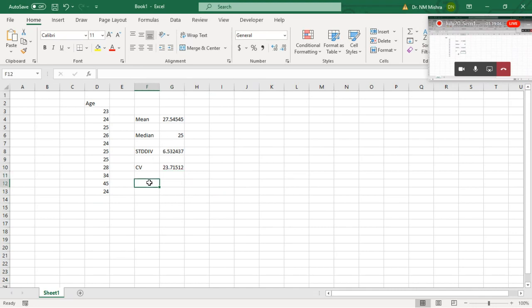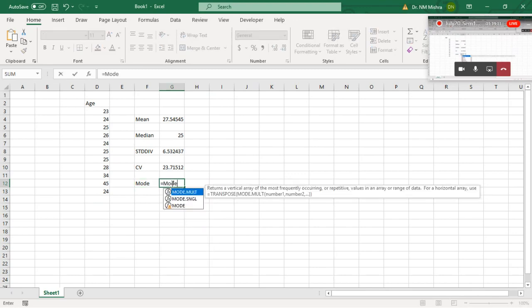Mode also you have learned today, and we can calculate mode using Excel. And here is the mode. You can write an equal to sign and the MODE function is there.